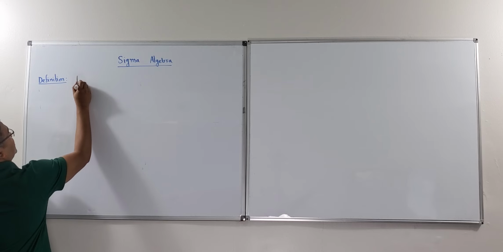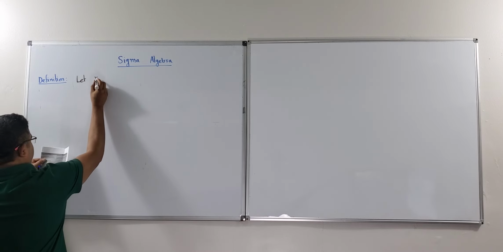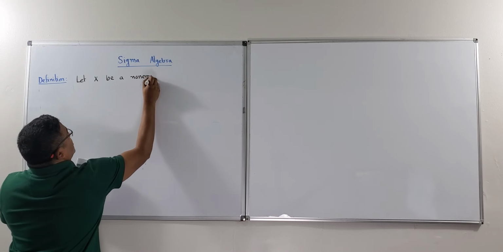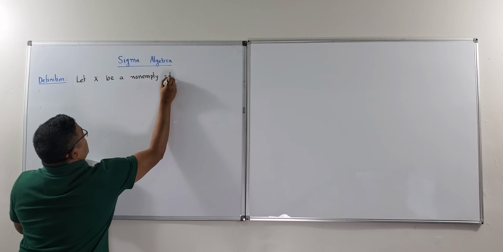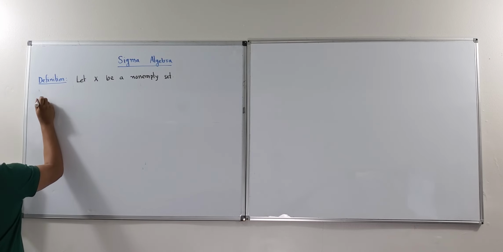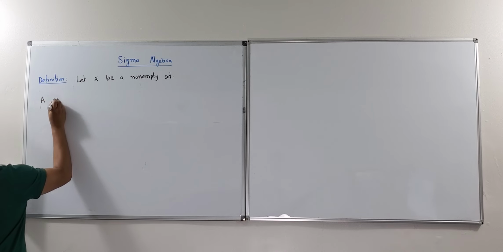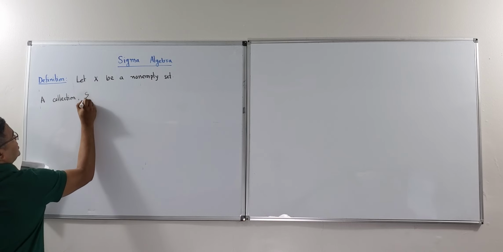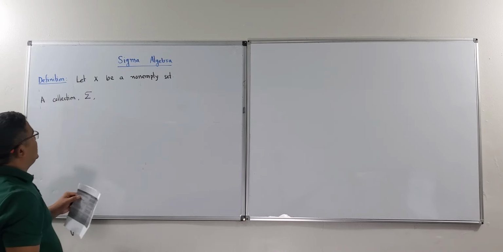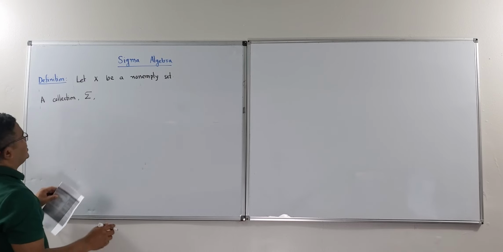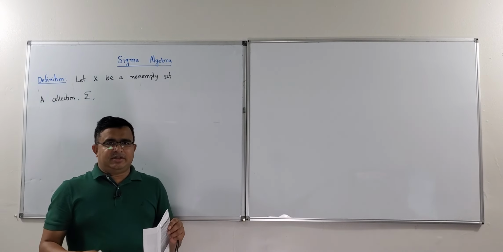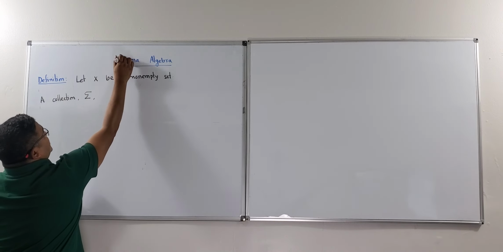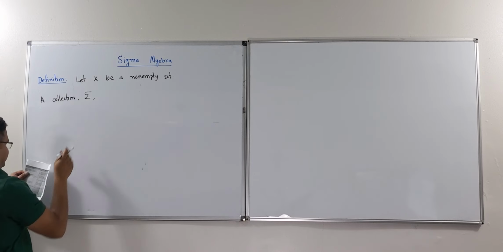Suppose X is a non-empty set. Now a collection, this collection is denoted by the Greek letter sigma. This is sigma, and this is S. In Greek this is sigma, but in English the corresponding letter is S. So here is S, that's why it is denoted by the sigma symbol.